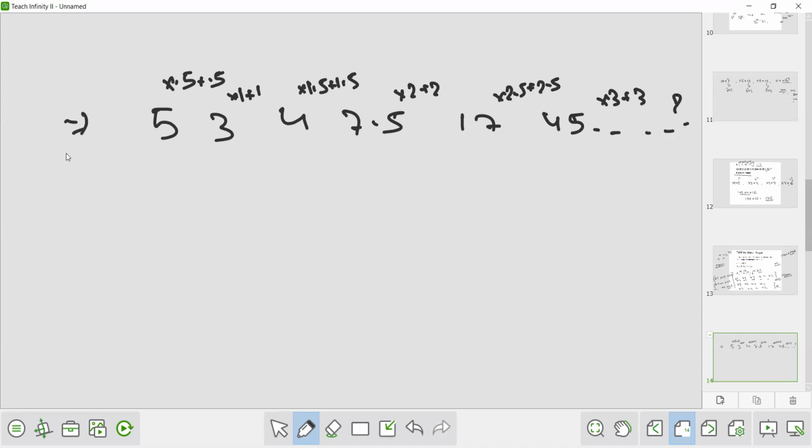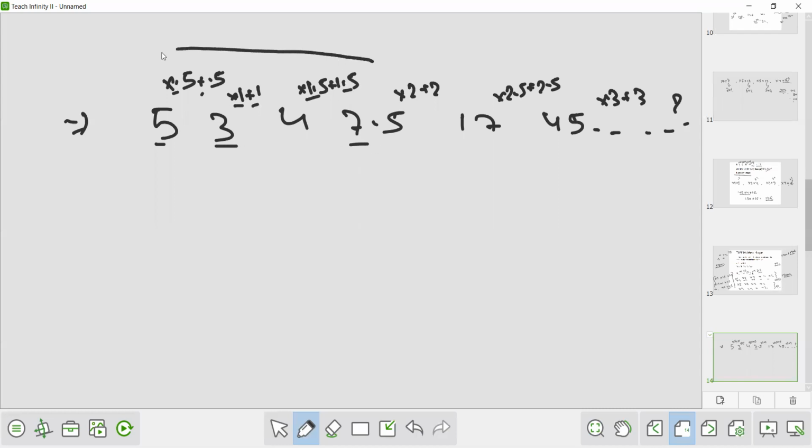This mean slope will increase in this way. You can write how you reach at 3 by this 5. So you multiplied 0.5 and then added 0.5. How you reach at 4? So you multiplied 1 and then added 1. How you reach 7.5? You multiplied 1.5 and then added 1.5.